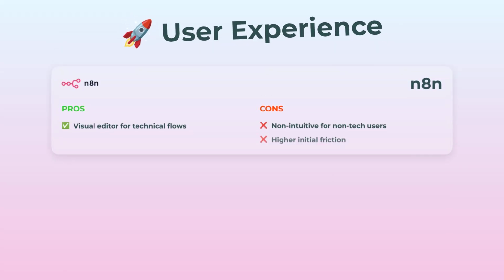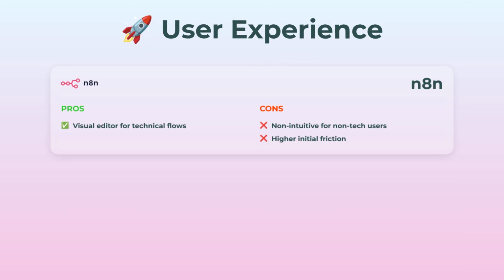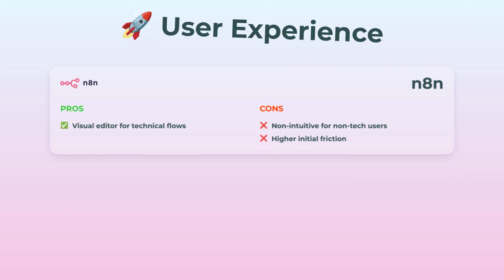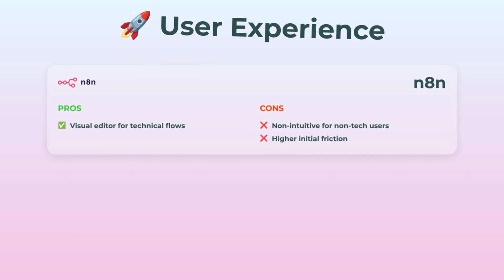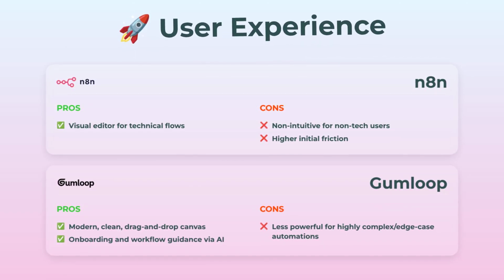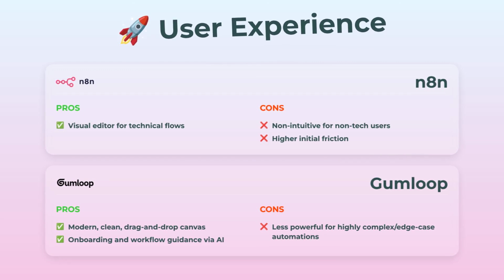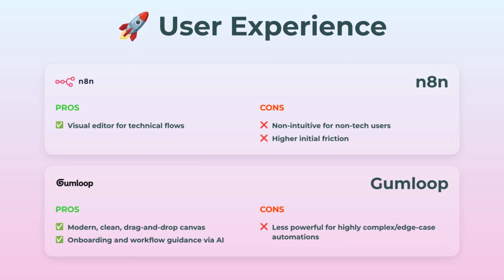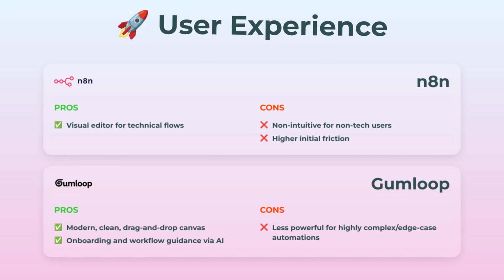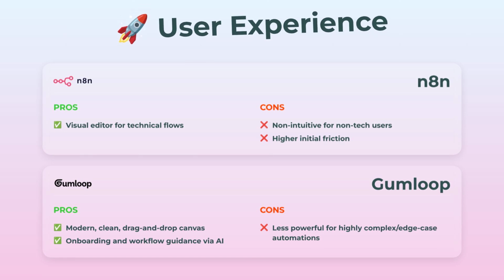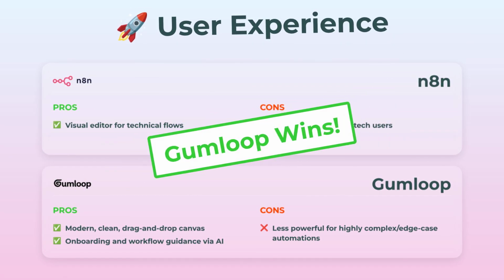Now let's talk user experience, because honestly, if it's not easy to use, nobody cares. n8n has a visual editor, which is cool if you're doing complex technical flows. But for folks who want to just drag and drop their way to glory, maybe not the most intuitive. It feels a bit intimidating at first. Gumloop goes all in on modern UX. The drag and drop canvas is just chef's kiss, super friendly. And the onboarding, you literally get AI guidance for your first workflows, not as powerful for wild edge cases, but if you want to get started fast, Gumloop is the move. Gumloop wins user experience easily.